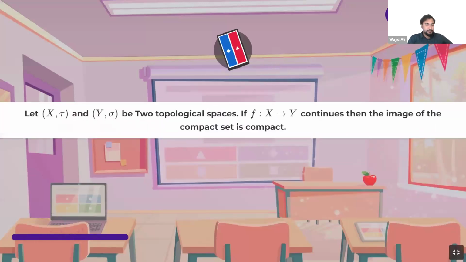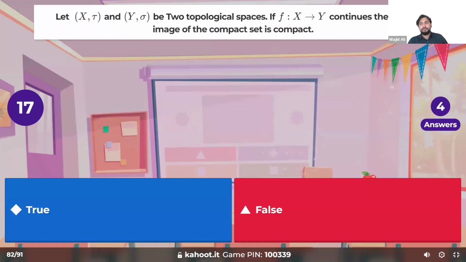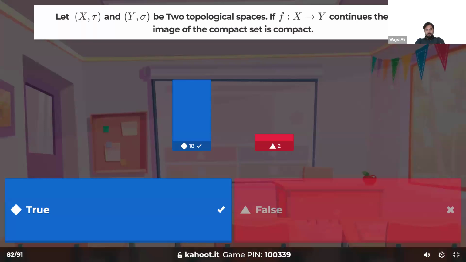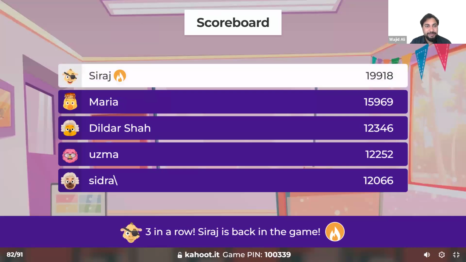So group ones. Encouraging. Well done, Siraj.